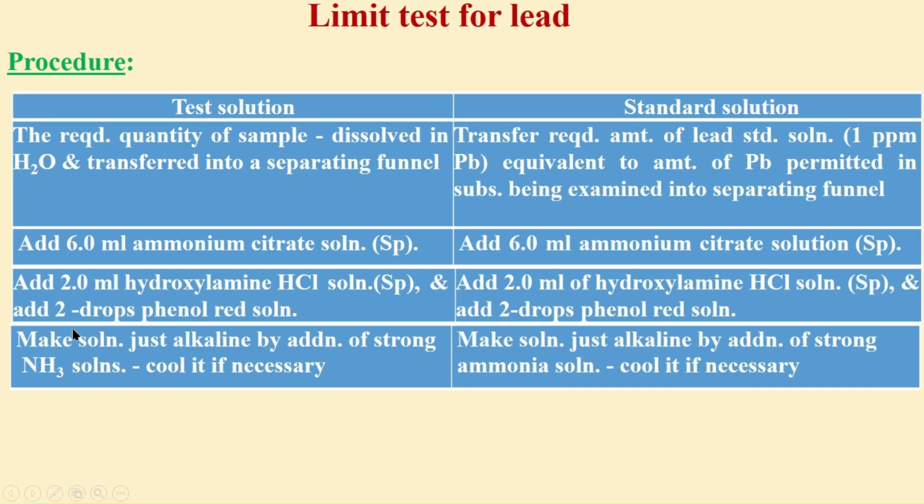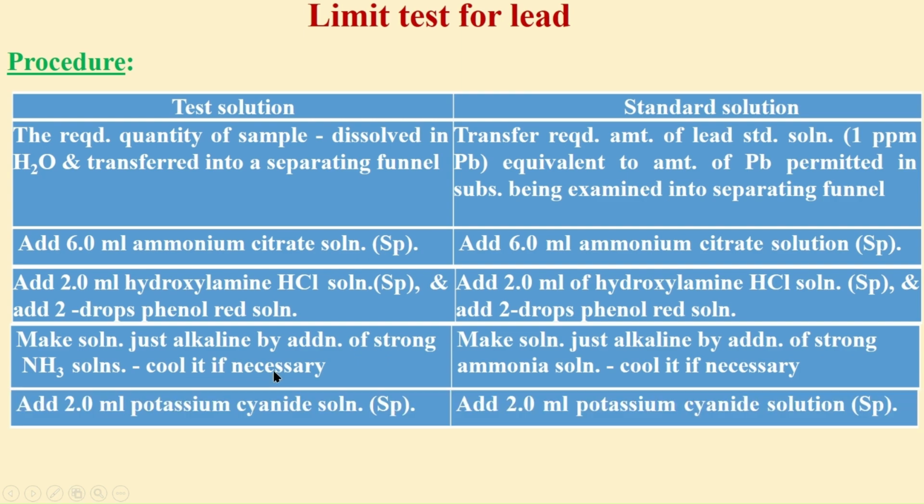Addition of strong ammonia solution to make this above mixture alkaline. When we add ammonia, the temperature may increase. That's why, if it is necessary, we have to cool it. Then we add 2 ml of potassium cyanide solution, which is also specially prepared, which is devoid of lead.